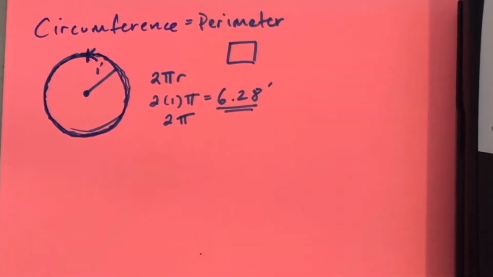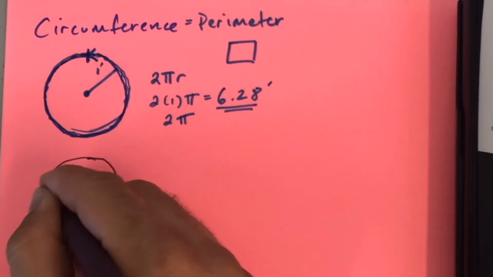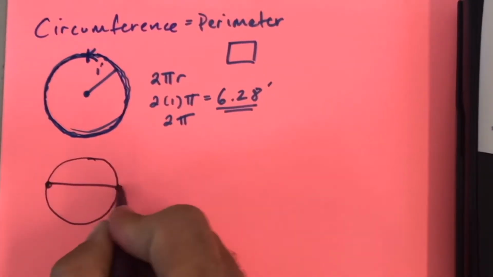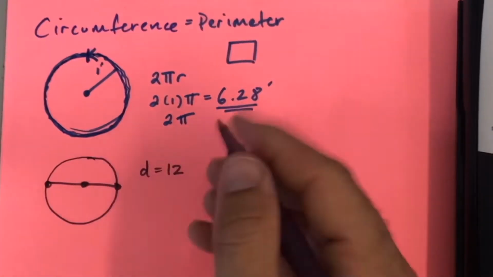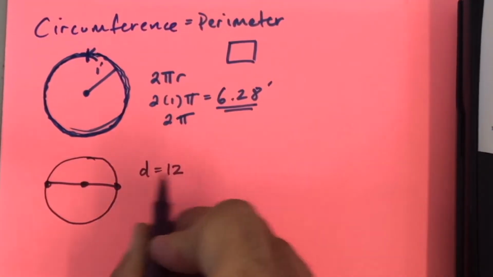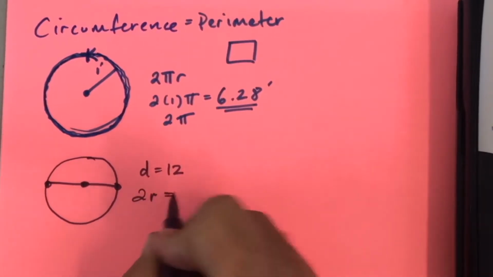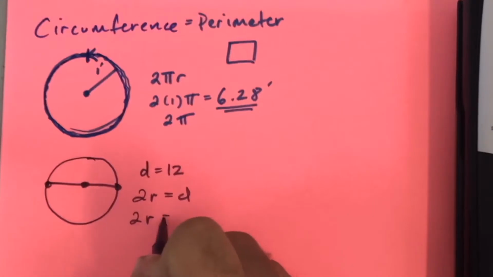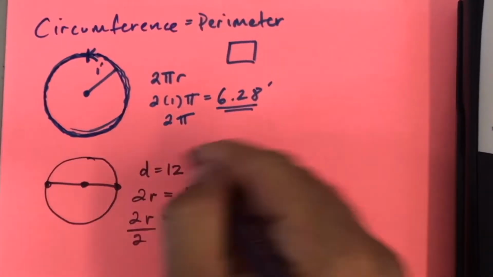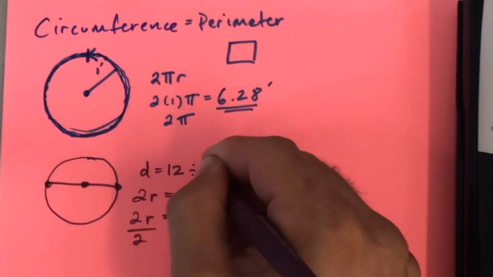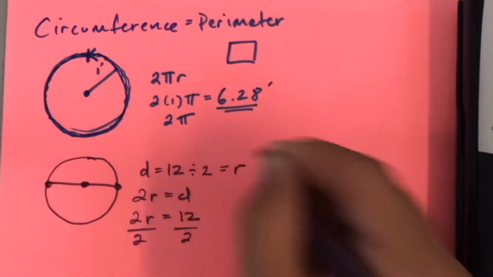Now they may give you a circle which doesn't have a radius. Maybe they give you a circle with a diameter of 12, right? They tell you the diameter is 12. Well, quite simply, you understand that a diameter is 2 radii. So 2 radii is equal to 12. Anytime you are given a diameter, you divide that by 2, and you get a radius.